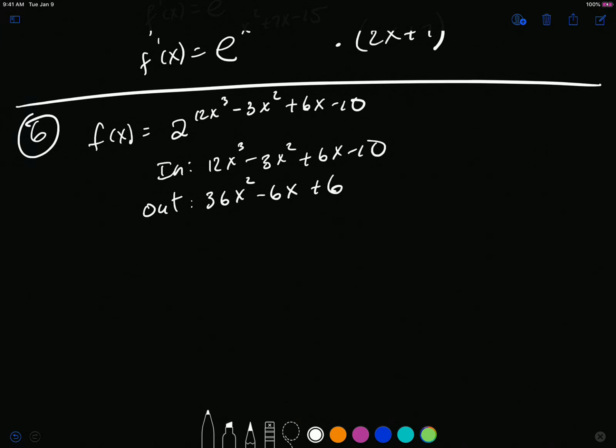And, oh, that's the derivative of the inside function. My bad. Oh, I'm in a hurry. The outside function should be 2 to the x power. The derivative of the outside function is 2 to the x, ln 2.